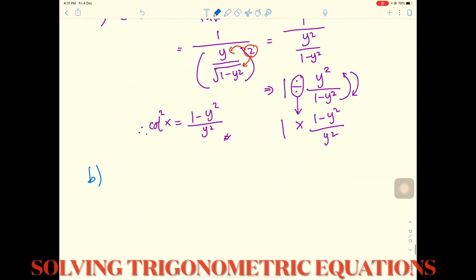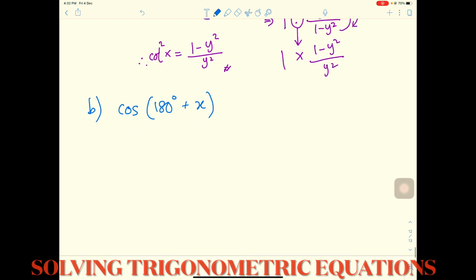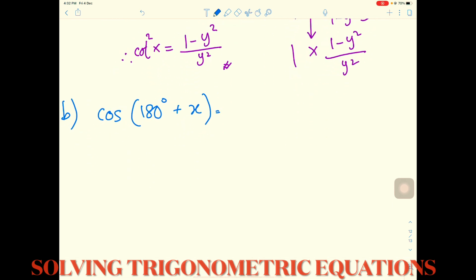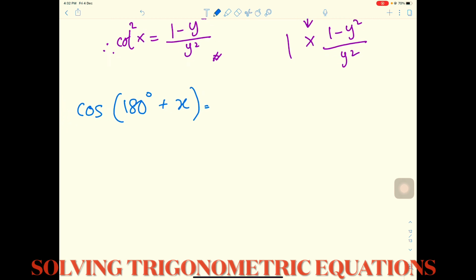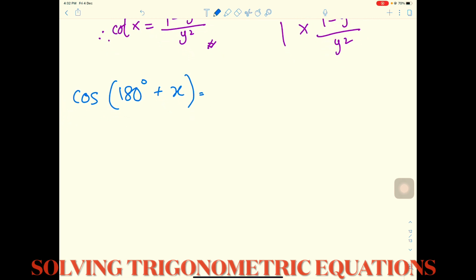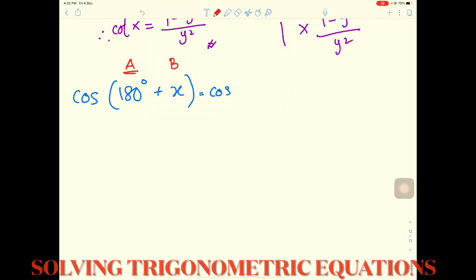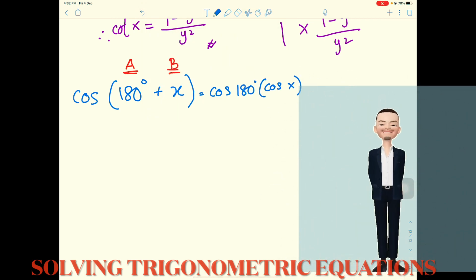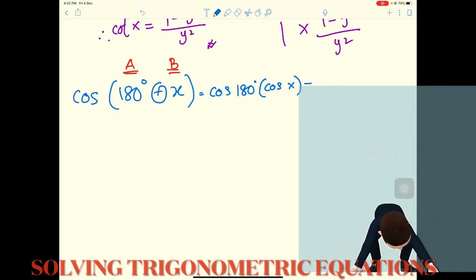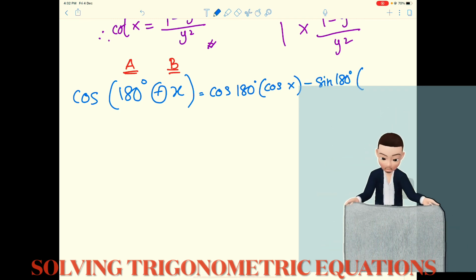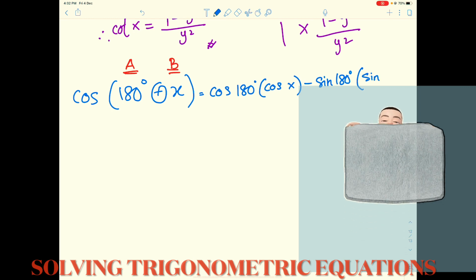Now let's answer question 2, which is equation B. Cos of 180 degrees plus x. Because the angle is 180 plus x, we must use the addition formula. Let's substitute, as a guideline: cos 180 degrees times cos x, and because of the plus, it becomes minus sin 180 degrees times sin x.